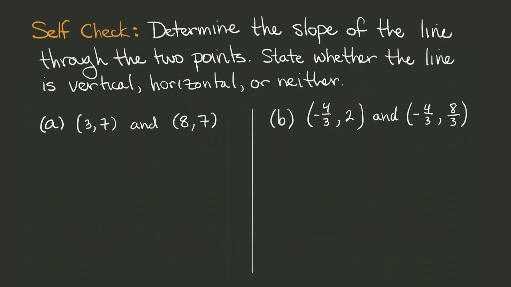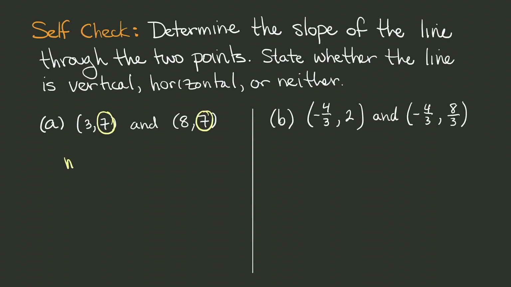Let's check for understanding. Here we're supposed to determine the slope of the line through the 2 points, and then state whether the line is vertical, horizontal, or neither. For part A, we have the points (3, 7) and (8, 7). Here the two y values are the same.